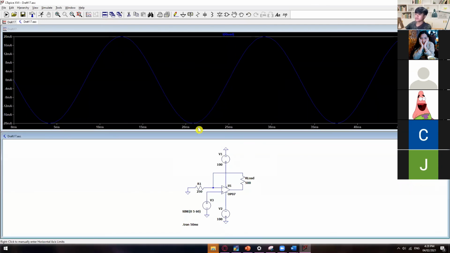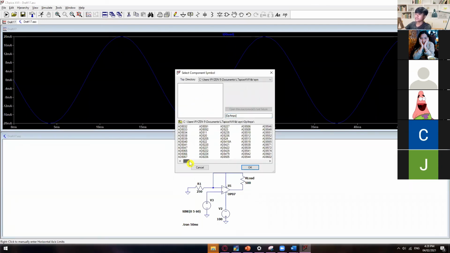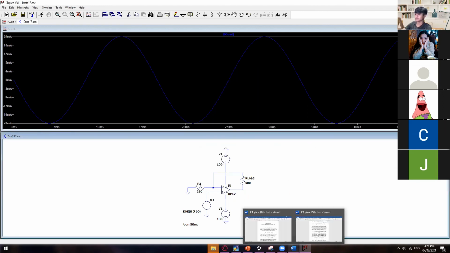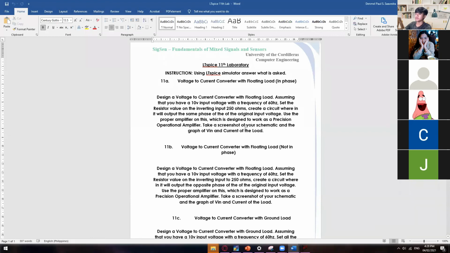the universal op amp, or op amp 2. So you have to use a specific amplifier for the voltage to current converter, which is the OP07. Okay, this one. Which is designed to work as a precision operational amplifier. And then take a screenshot of your schematic and the graph of the V-in and the current of the load.